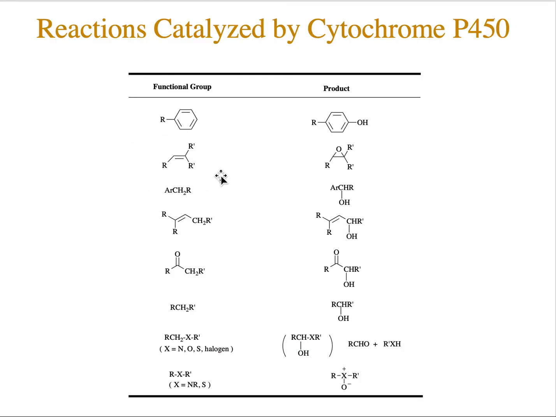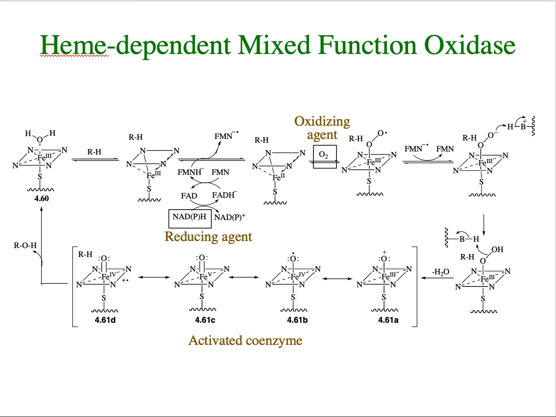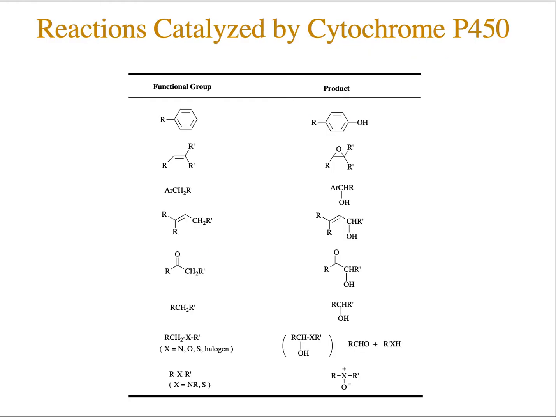There are a number of different reactions that happen here, but they all have the same flavor, which is oxidations. So you can oxidize an aromatic group to a phenol, for example. You can oxidize a double bond. You can oxidize at the halogen, or alpha to the halogen, sorry, or at the nitrogen or chalcogen.